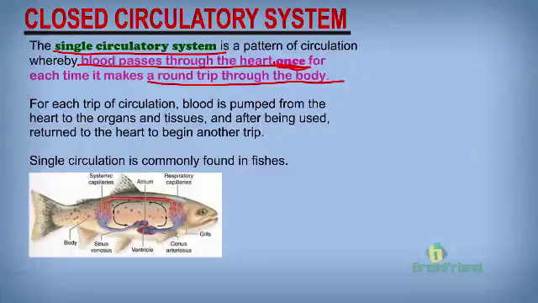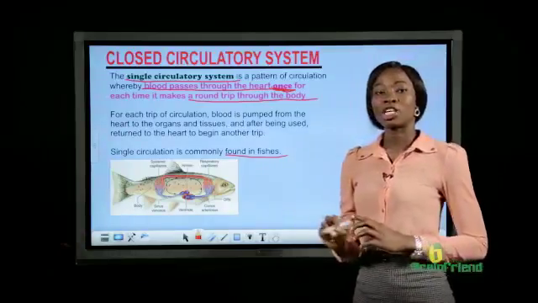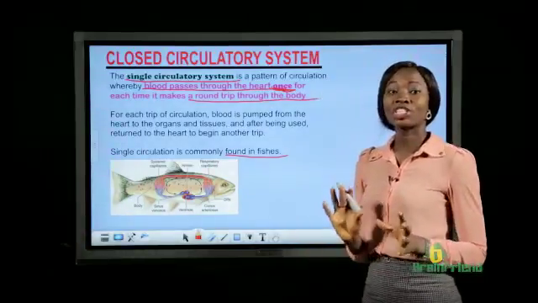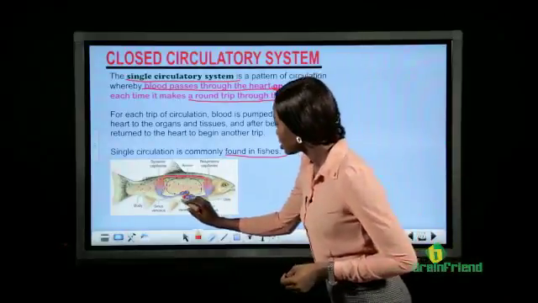Single closed circulatory system is commonly found in fishes. And the mechanism of this transport system is that deoxygenated blood enters the heart.